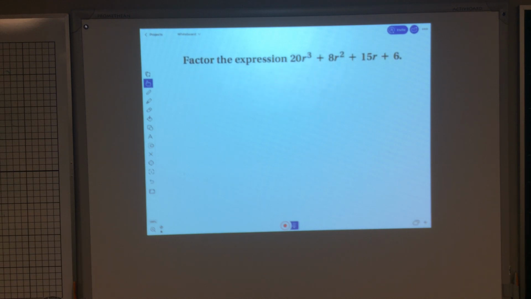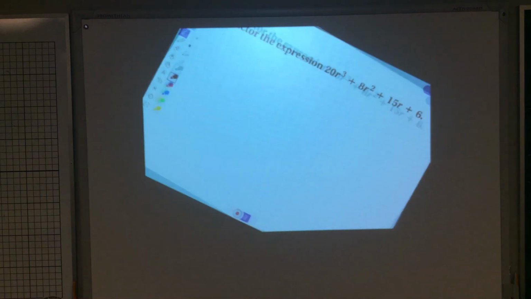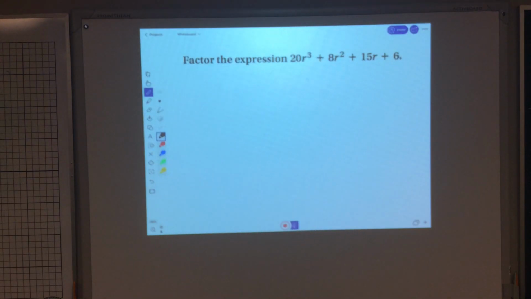So let's look at another one. I have 20r to the third power plus 8r squared plus 15r plus 6. If I look at those numbers, the 20, the 8, and the 6 are all divisible by 2, but the 15 isn't. 15 is divisible by 3, but the 8 and 20 aren't. Divisible by 5, but the 8 and 6 aren't. And only 3 of the terms have an r, so we can't factor anything out.